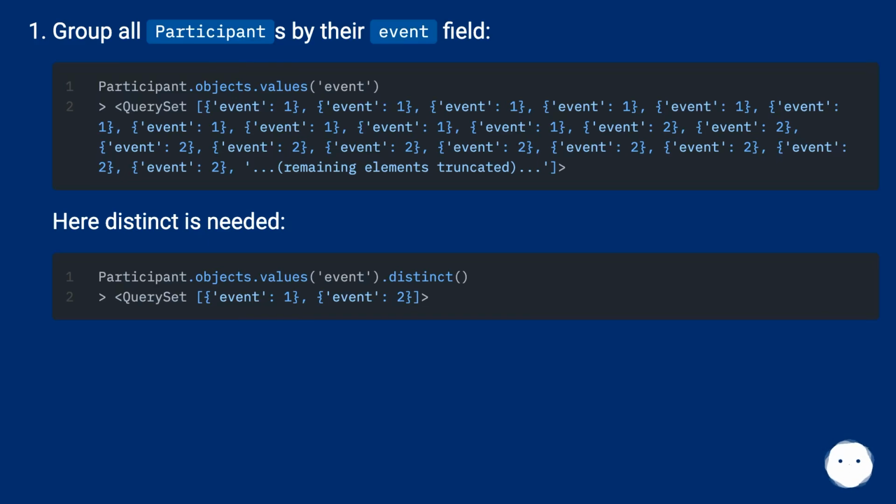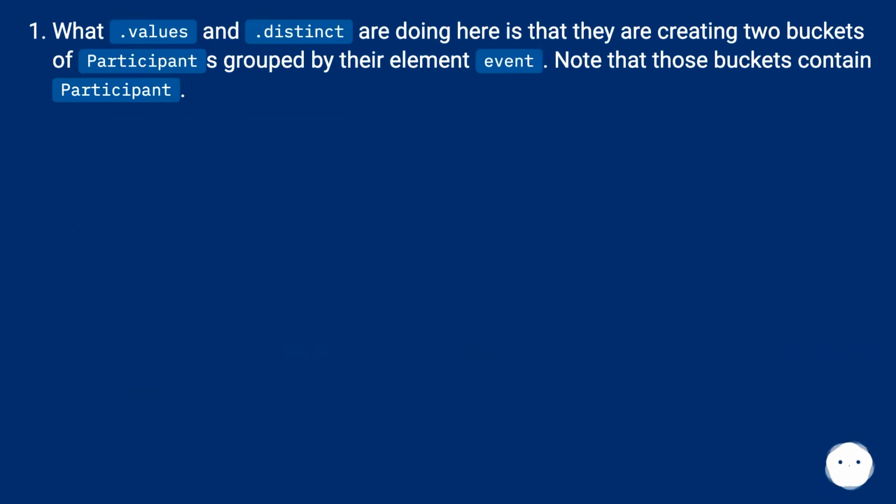Group all participants by their event field. Here distinct is needed. What .values and .distinct are doing here is creating 2 buckets of participants grouped by their event. Note that those buckets contain participants.